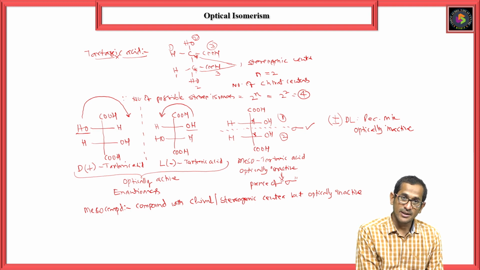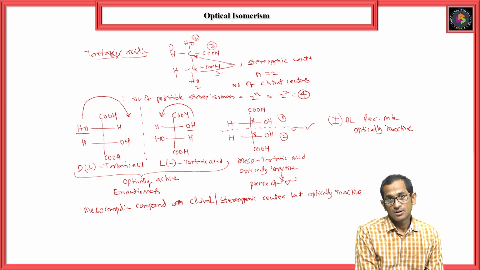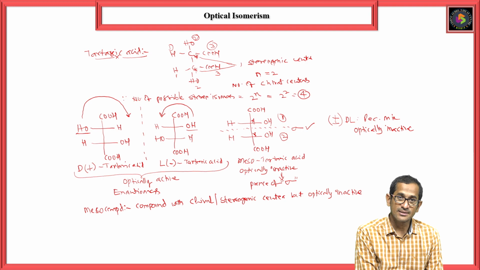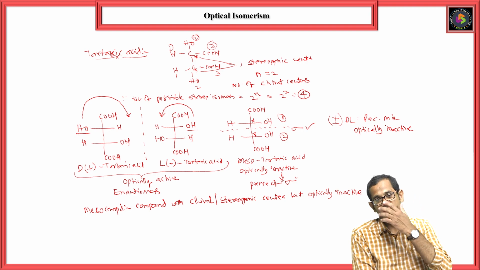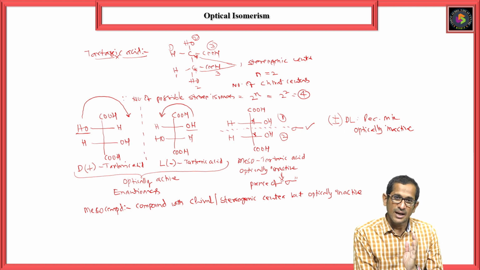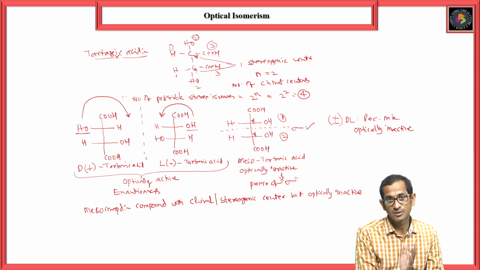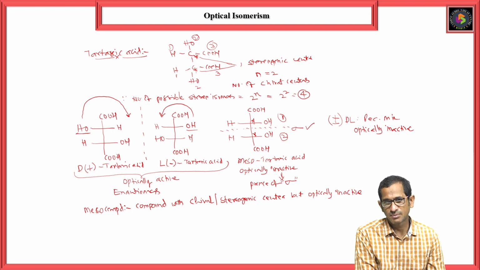The first one is the D-tartaric acid, in which the compound rotates the plane polarized light towards the right side. The second one is the L-tartaric acid, in which the compound rotates the plane polarized light towards the left side. The first and second compounds are optically active as they rotate the plane polarized light, and these are mirror images of each other. Therefore, these are enantiomers. The third one is an optically inactive compound, also called the meso compound. It is optically inactive because it has a plane of symmetry.